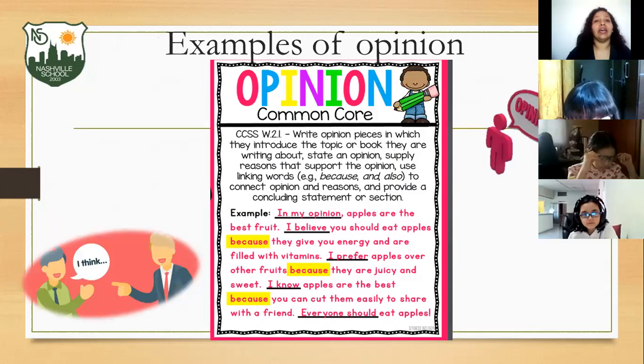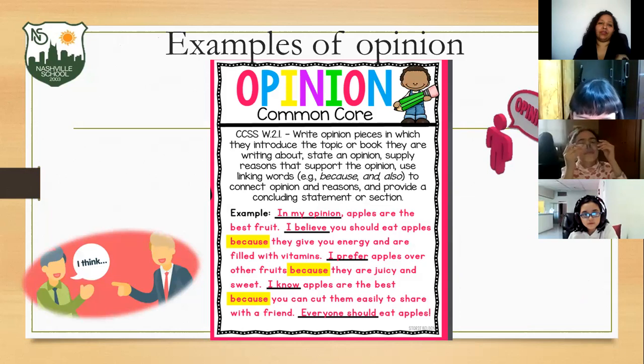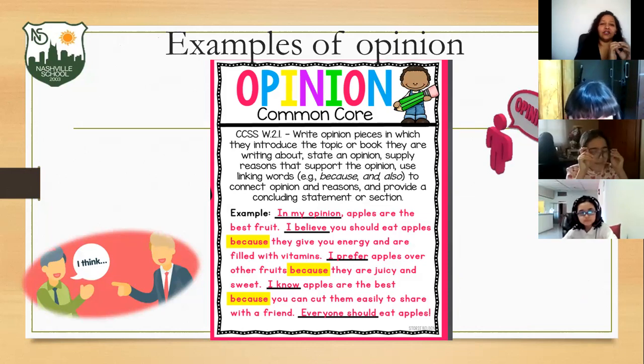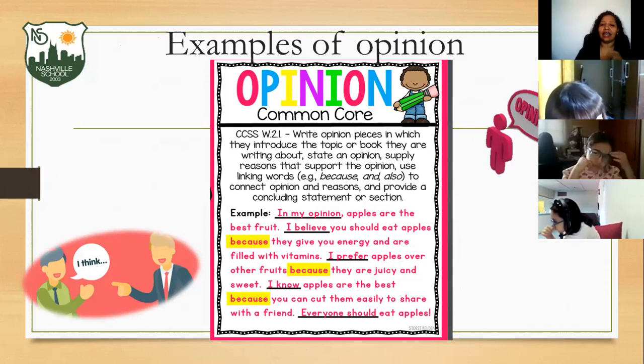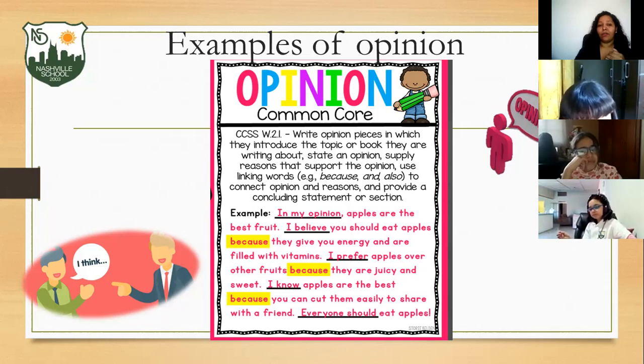Okay, here we go. In here, we have an example of opinion. Say opinion, Common Core, okay? They say, write opinion pieces in which they introduce the topic or book they are writing about. They state an opinion, supply reasons that support the opinion, and use linking words like because and also to connect opinions and reasons, and provide a concluding statement or section, okay?